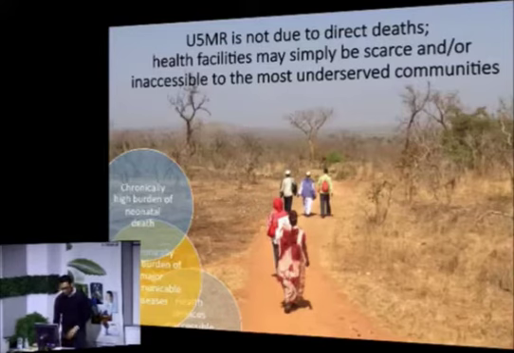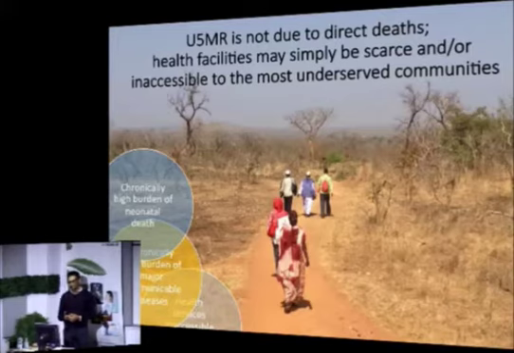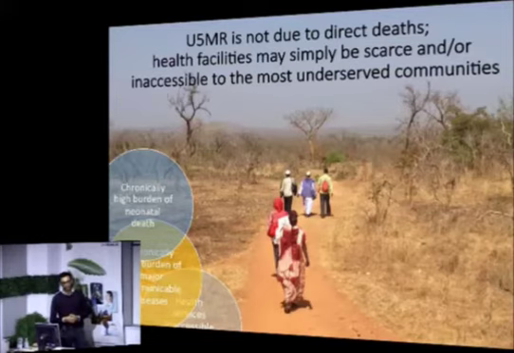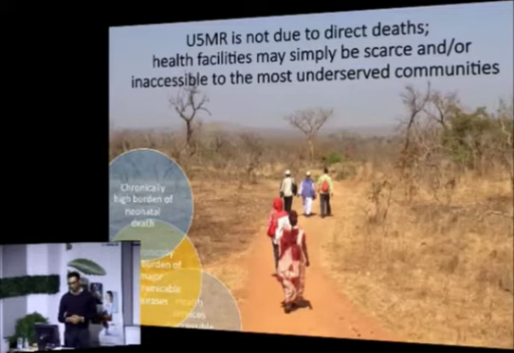And so we know now that under 5 mortality is not due to direct deaths due to conflict for the most part, but healthcare facilities may simply be scarce or inaccessible to the most underserved communities where mortality rates are the highest. And this is from a survey we did on the border of Ethiopia and Sudan, showing the kind of terrain that's there, and reasons why you might have a chronically high burden of neonatal death.